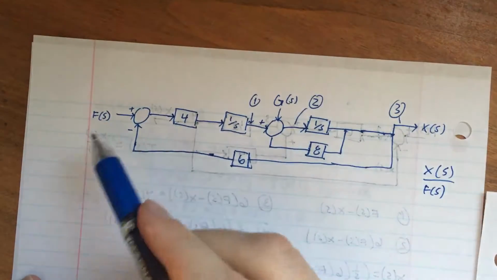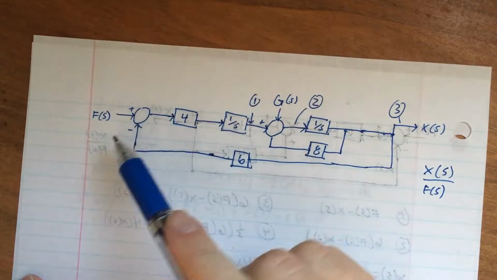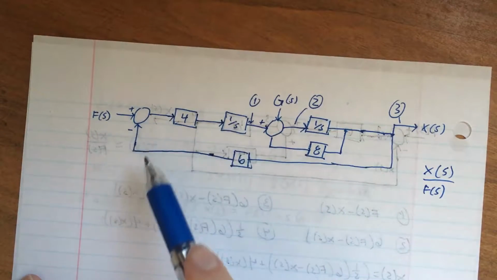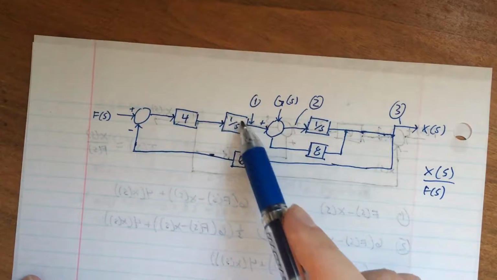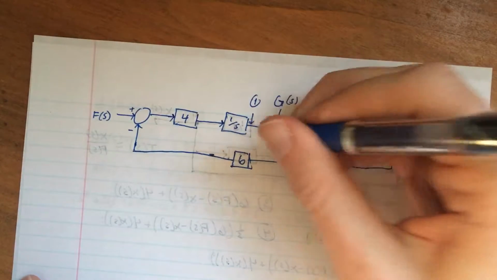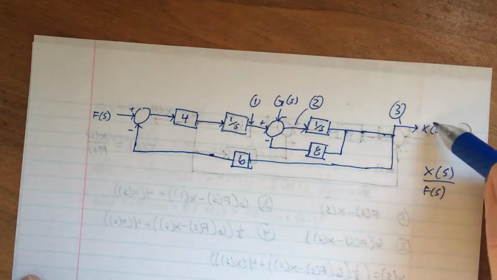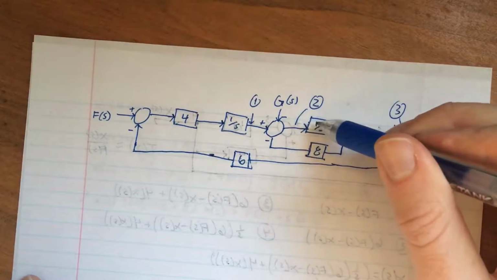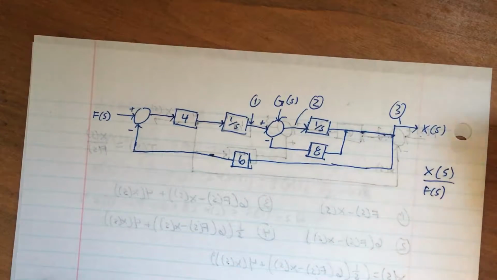We have F(s) coming in over here, and we have a summer, which sums F(s) and X(s) times 6. Then that whole thing is multiplied by 4, and then it's multiplied by 1 over s, and that is summed with negative G(s) and negative X(s), which is multiplied by 8. And then that whole thing is multiplied by 1 over s, and that gives you F(s), or sorry, X(s).